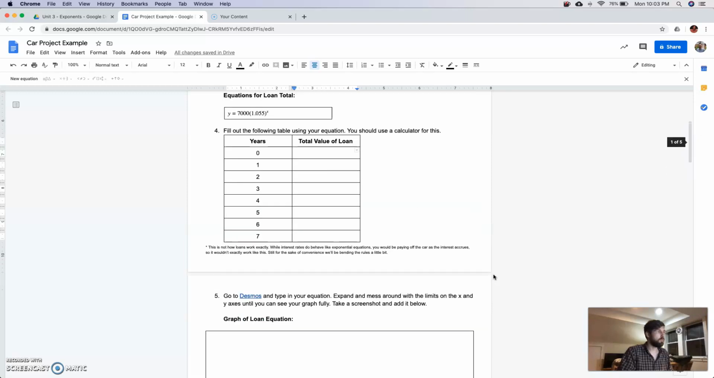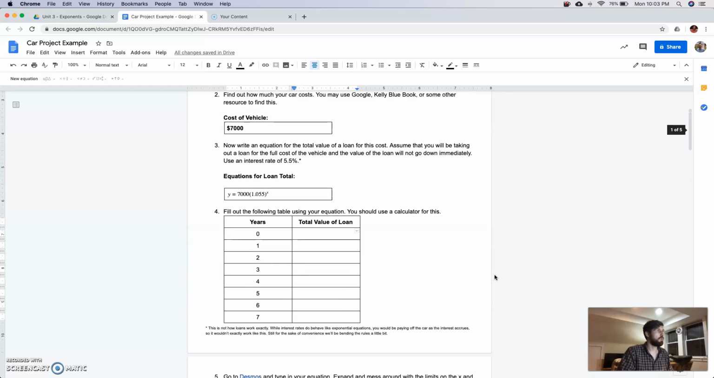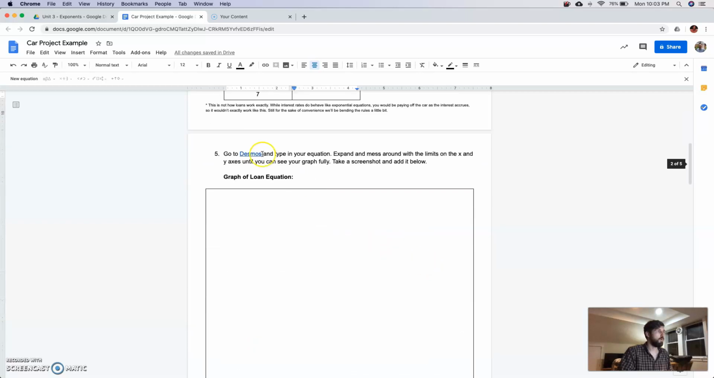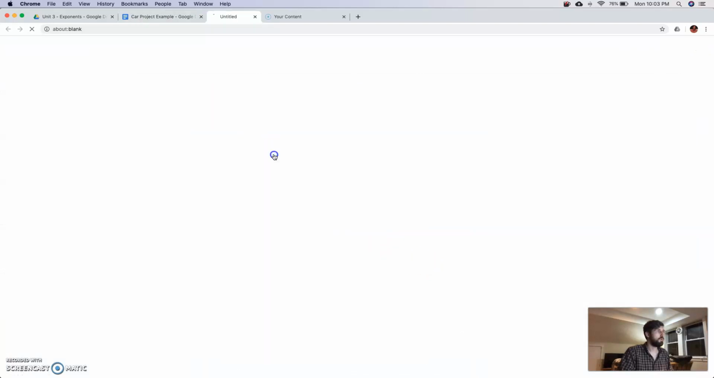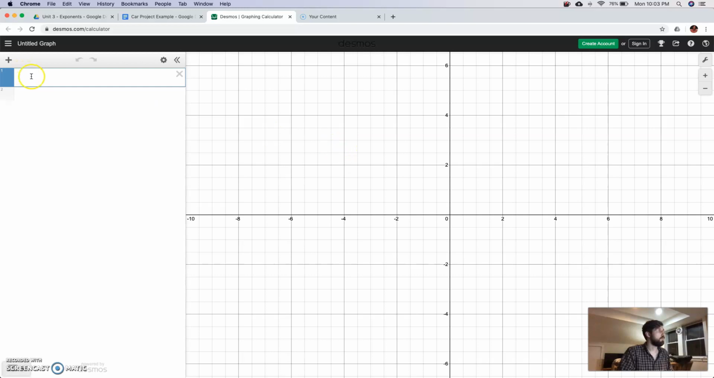The next thing that you're going to do after that, I'm going to take this equation and I'm going to go to, you guys have seen this one before, but we're going to go to desmos.com and we're going to graph that one. So that's 7,000 times 1.055 to the power x. Boom.